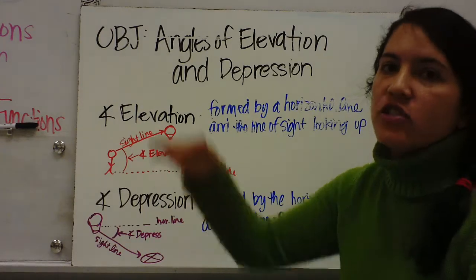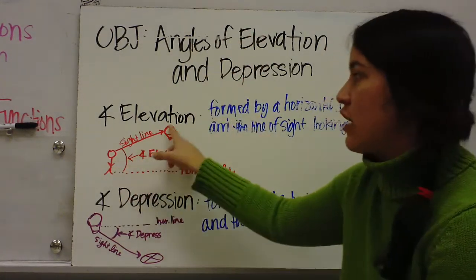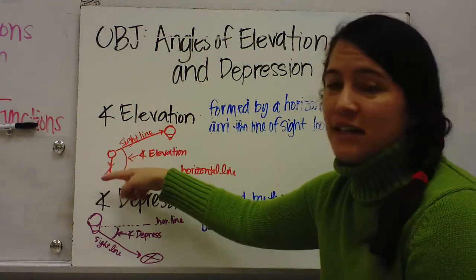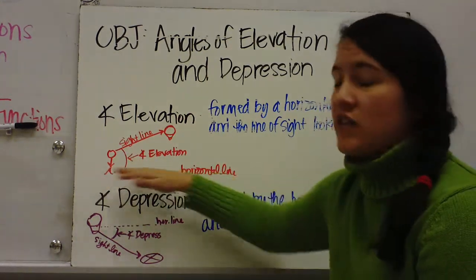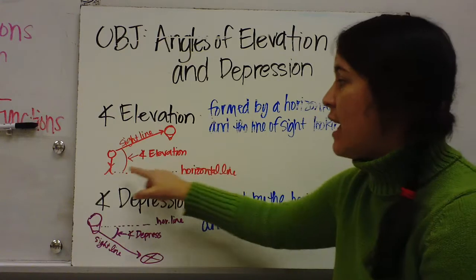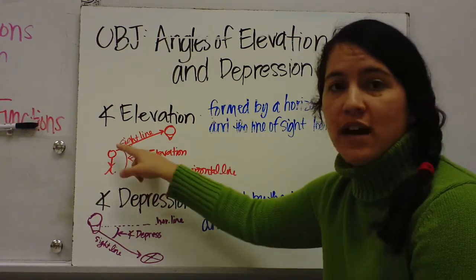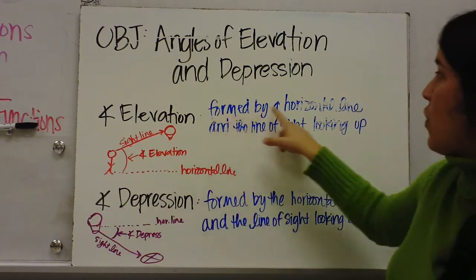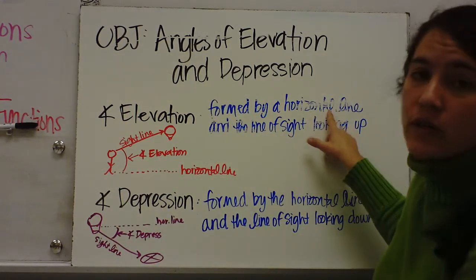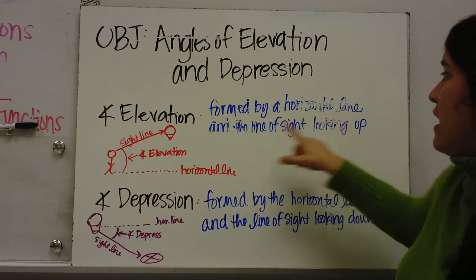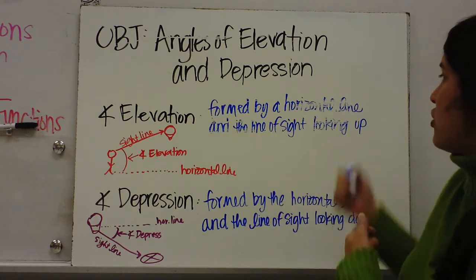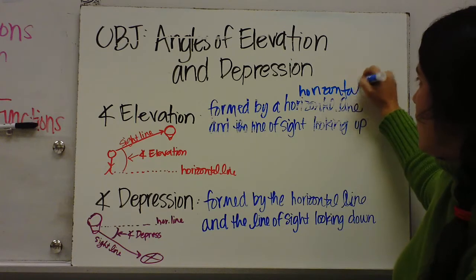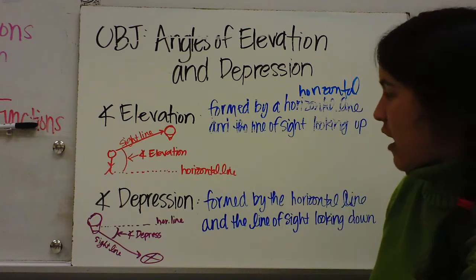An angle of elevation means you have somebody on the ground that's looking up. You have the sight line, and the sight line meets a horizontal line, the ground or some sort of horizontal line. The angle between the horizontal line and the line of sight is your angle of elevation. It's formed by the horizontal line and the line of sight looking up.